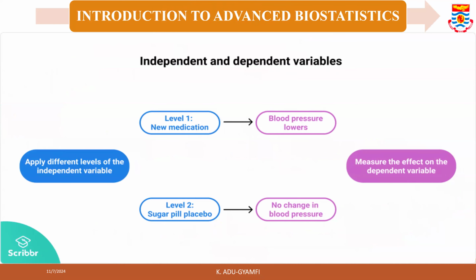So I gave this example, which can be seen at the Scriber online. It says that there's an analysis of the dependent and the independent variables, so that apply different levels of the independent variable. Somebody is making a study. You want to see how the thing will affect something.